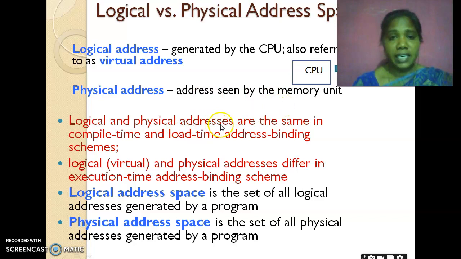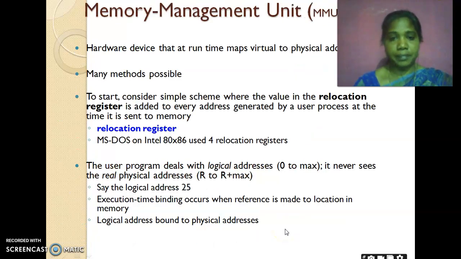Then the logical and the physical addresses are the same in the compile time and load time address binding schemes. That means in the compile time and load time, the logical and physical addresses are the same. After that, they differ in the execution time address binding scheme. The logical address space is the set of all logical addresses generated by the program. The physical address space is the set of all physical addresses generated by the program.